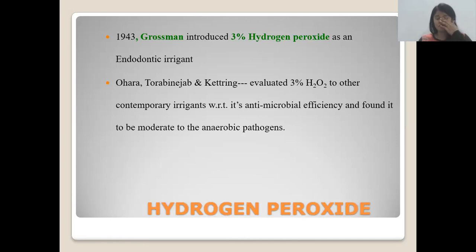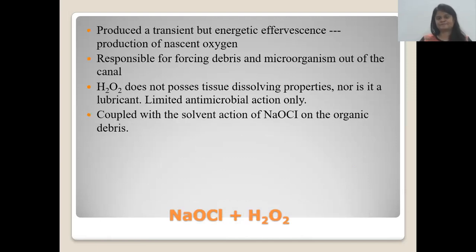Moving on to the next irrigating solution, that is hydrogen peroxide. 3% hydrogen peroxide was introduced by Grossman in 1943 as an endodontic irrigant. O'Hara, Torabinejad and Kettering evaluated this 3% solution against other contemporary irrigants with respect to its antimicrobial efficacy and found it to be moderate against anaerobic pathogens. So hydrogen peroxide is considered to be good against anaerobic bacteria.